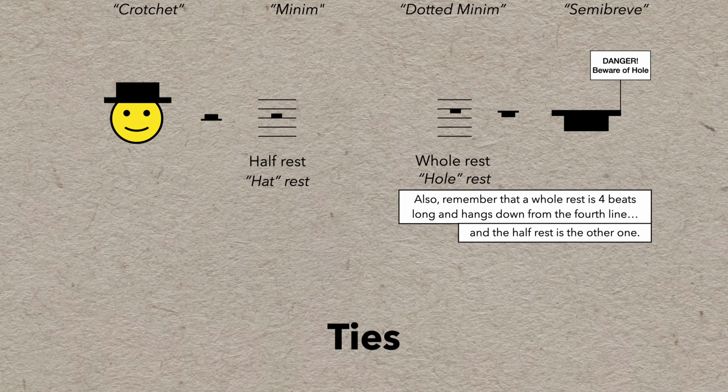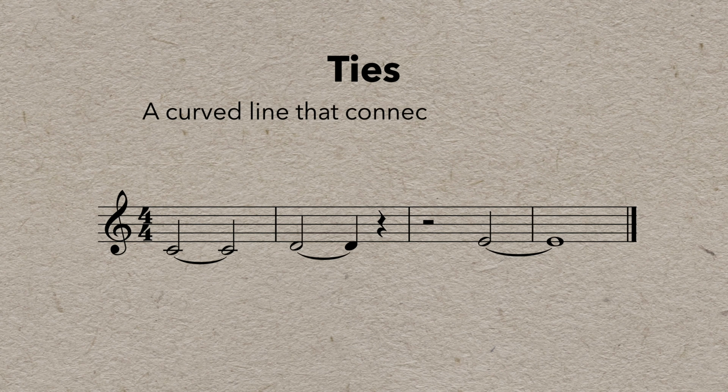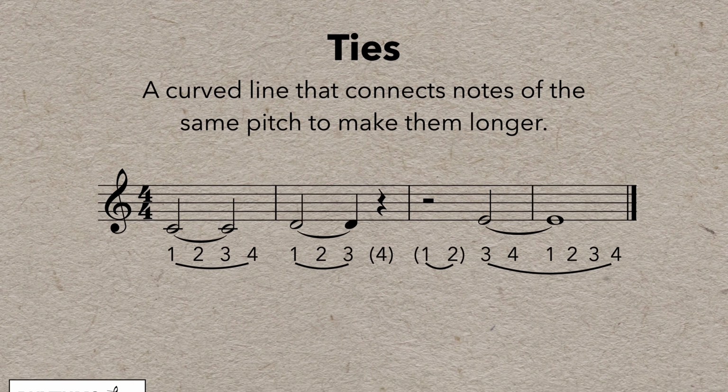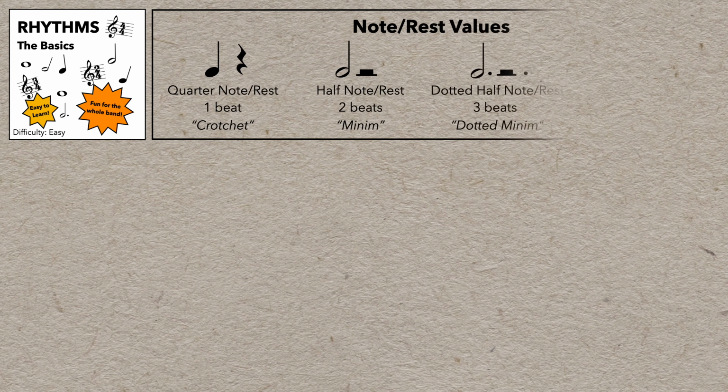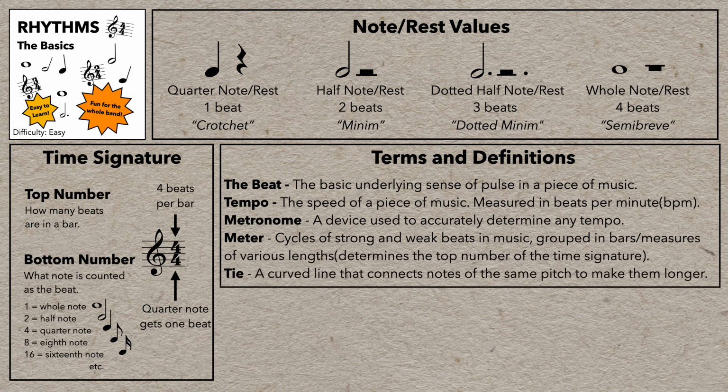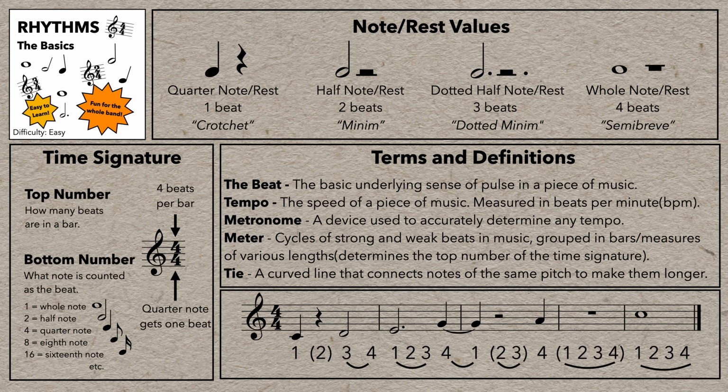There's also something called a tie, which is a curved line that connects notes of the same pitch to make them longer. They can occur inside the bar or over the bar line. And that's basically all there is to the base game. This stuff can take a bit of practice to get used to, but the patterns and rules are all relatively simple. And not only can you play a lot of music with just these rhythmic concepts, it sets you up for understanding everything that's coming next.